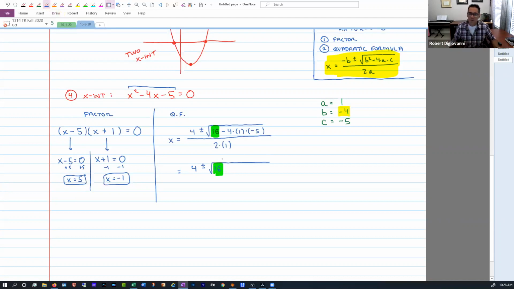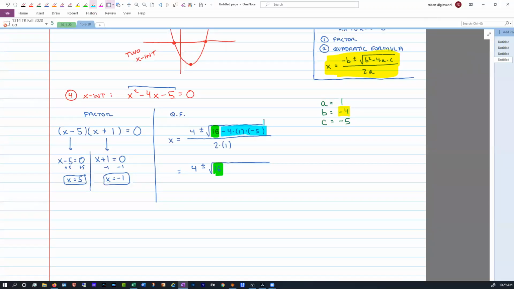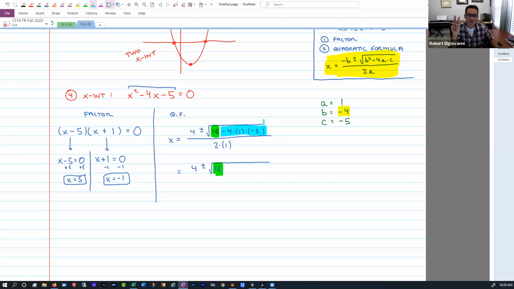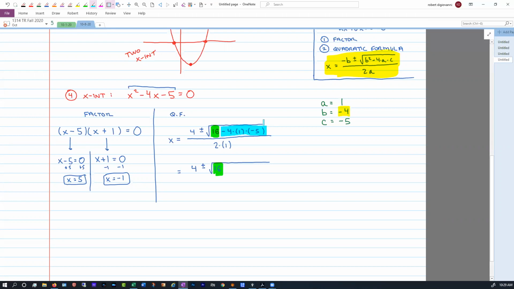This is the part that students have trouble with. So here's what I would recommend you do. Look at these things right here. How many negative signs do you see? 2, right? If you have 2 negative signs, your answer will be positive. If you have 3 negative signs, your answer is negative. If you have 1 negative sign, your answer is negative.